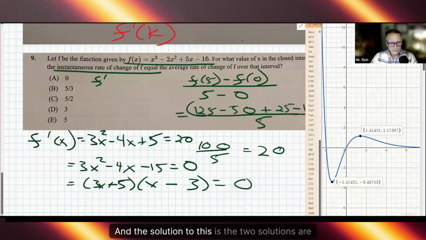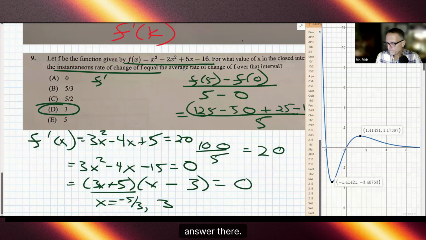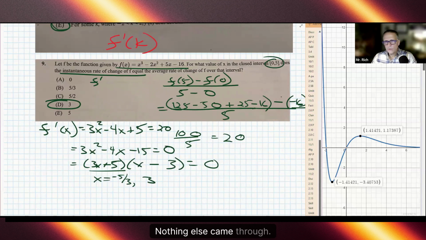And the two solutions are, when I set that equal to 0, I get negative 5/3. Set that one equal to 0, I get 3. So it looks like D is the only answer there. That's it. Nothing else came through.